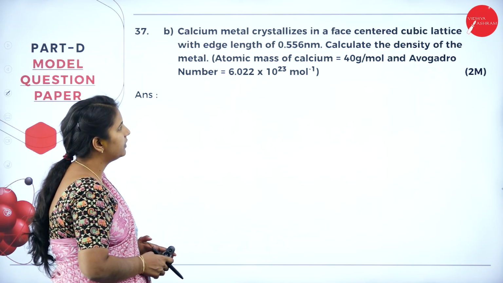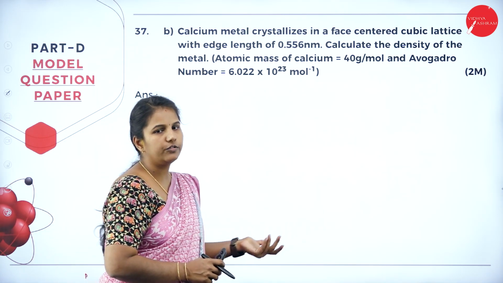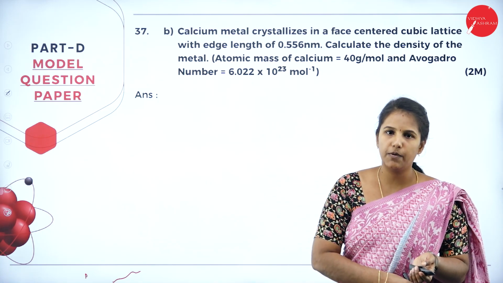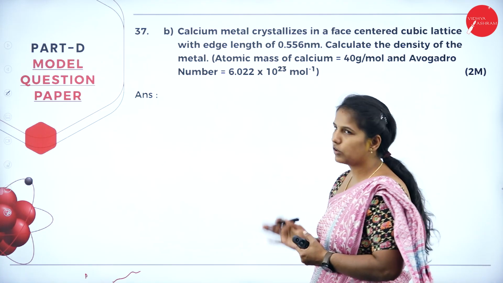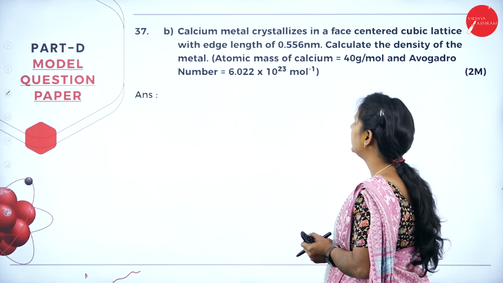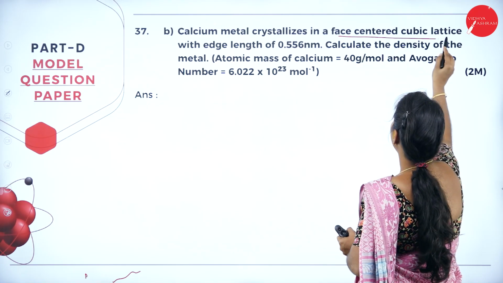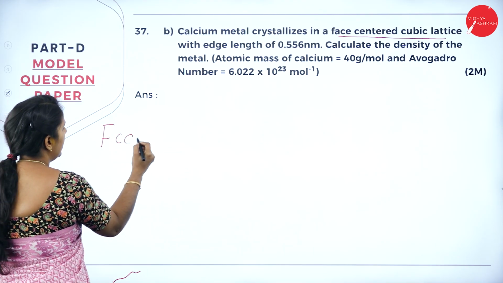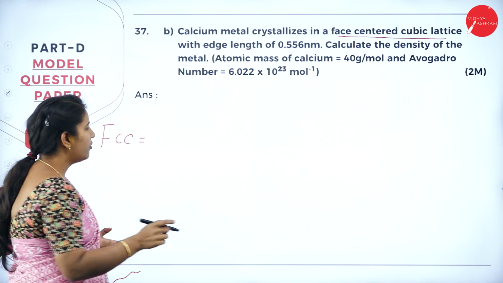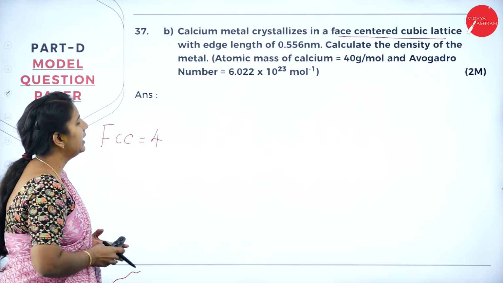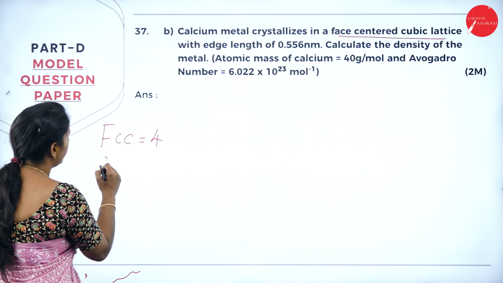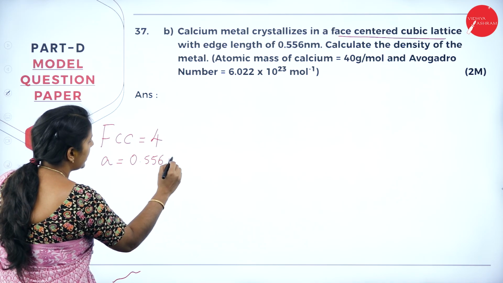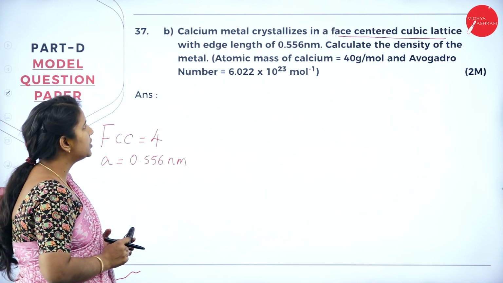We'll discuss the second question, which is also from the solid state. Here we can expect one numerical based on density. Let us understand what is given. The calcium metal crystallizes in a face-centered cubic unit cell. So, it is FCC, and for FCC the number of particles is 4, correct? The edge length is also given. Edge length a is 0.556 nanometer. Calculate the density of the metal.